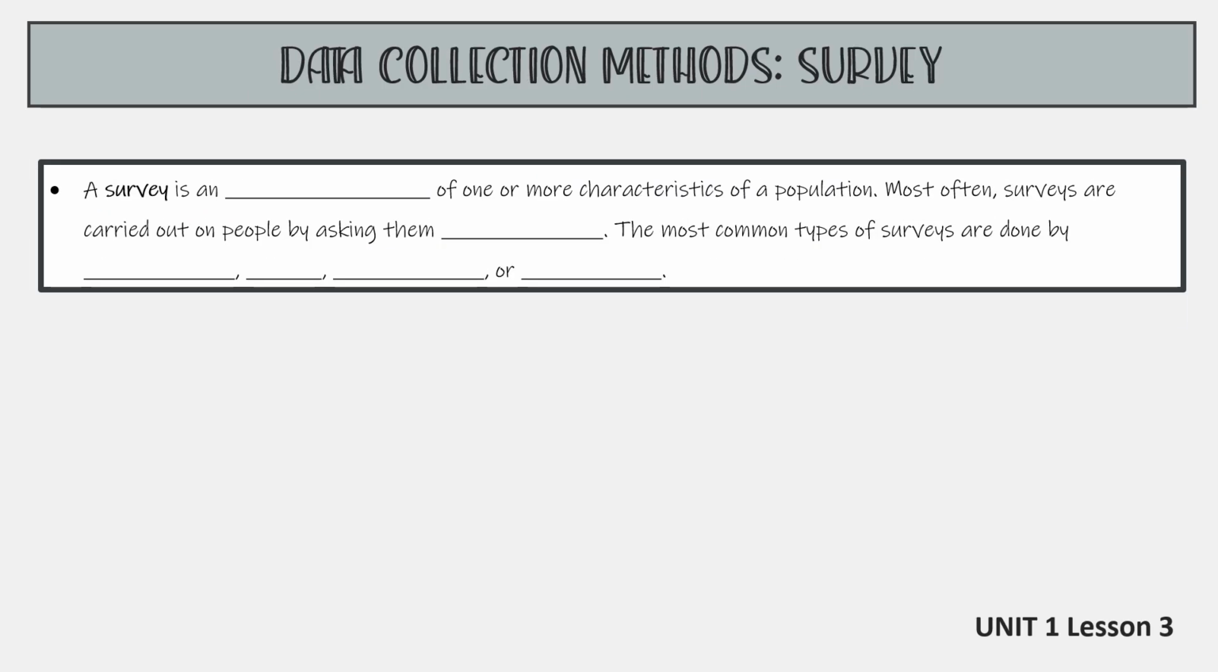Data collection methods: survey. A survey is an investigation of one or more characteristics of a population. Most often, surveys are carried out on people by asking them questions. The most common types of surveys are done by interview, mail, telephone, or internet.